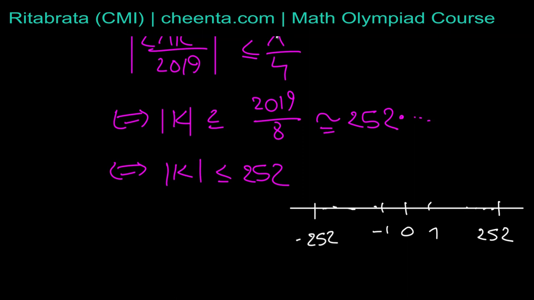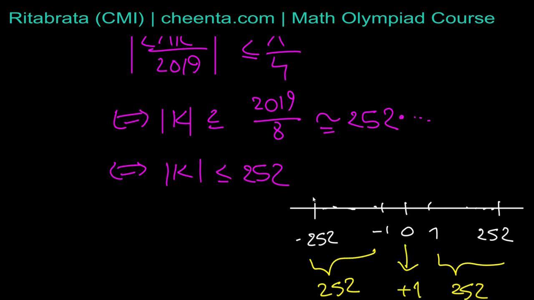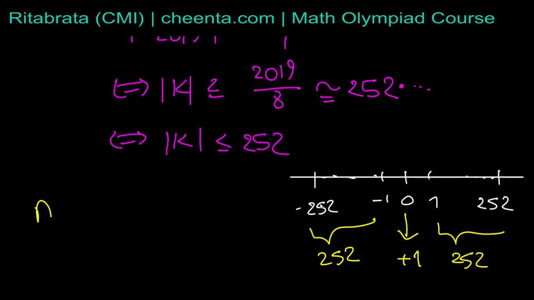So between 1 and 252 there are 252 integers. Between minus 1 and minus 252 there are also 252 integers. So counting 0 we have to count plus 1. So the answer should be 252 into 2 plus 1, that is 505.